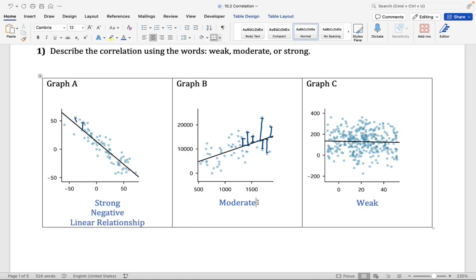For graph B, we're also going to add to this description. Notice as x increases, the y values increase. So here we have a moderate positive linear relationship. Now, again, the last one, it's hard to tell. Notice the regression line here seems to have a slope really close to 0. So here we're not able to determine if this is negative or positive. Actually, we're thinking these two variables might not even follow a linear relationship.